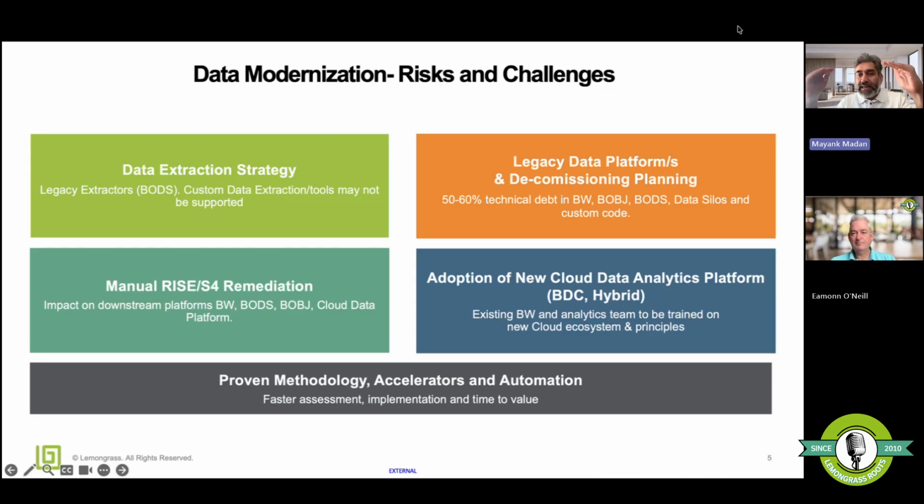You can assess at a high level what objects are not used, but what about the criticality of a report? What about going down into the code, what is written? What about going down into data? Right, that's where some of the accelerators and methodology, for example, Lemongrass has something called BW Insights.